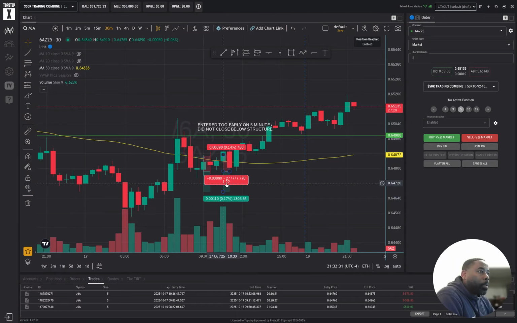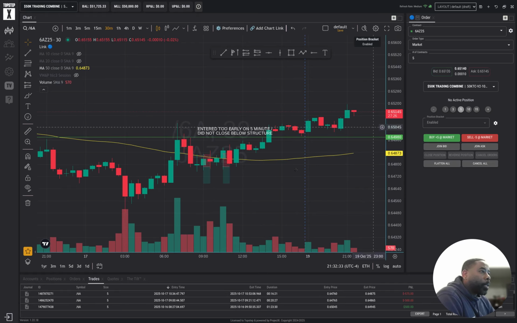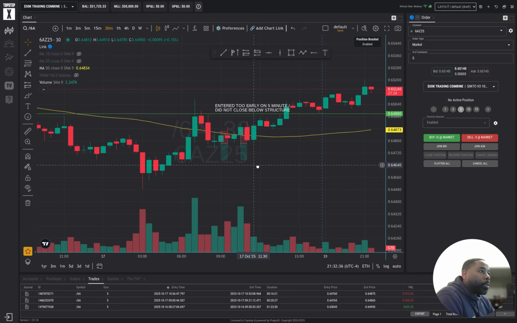So just a lesson learned: you should always wait for your candle closure to get into that trade. Make sure that it closes outside of the zone so you can ride it down to your next zone. So I'll look for the week. I'm going to get ready to do my analysis.